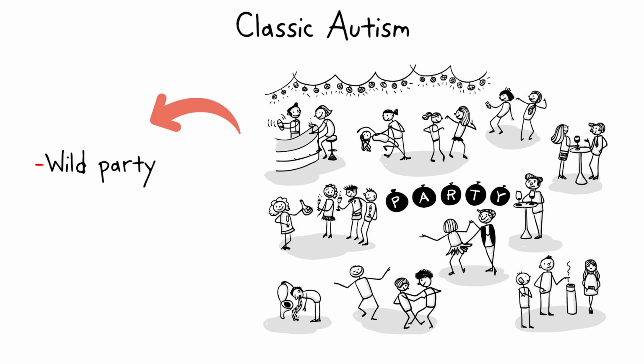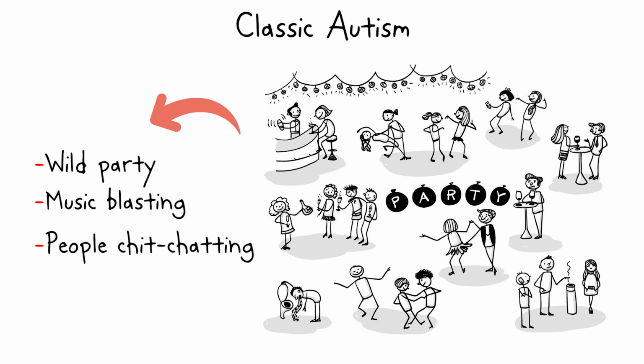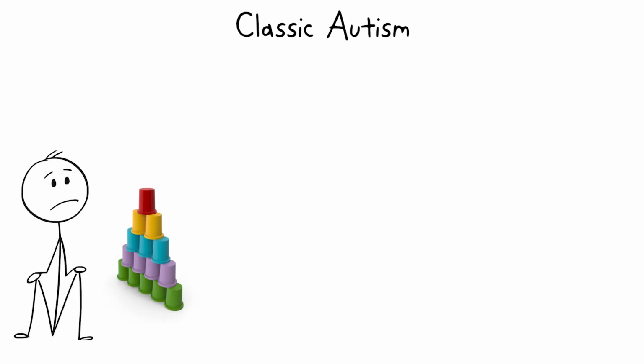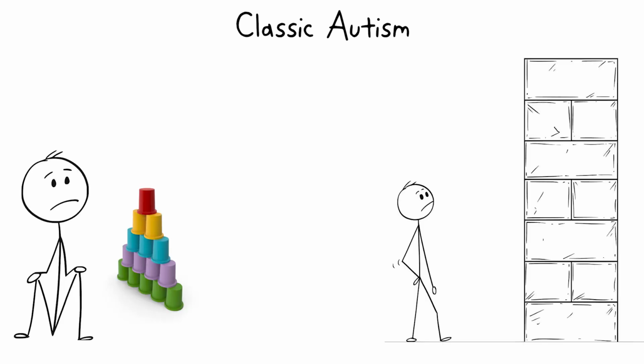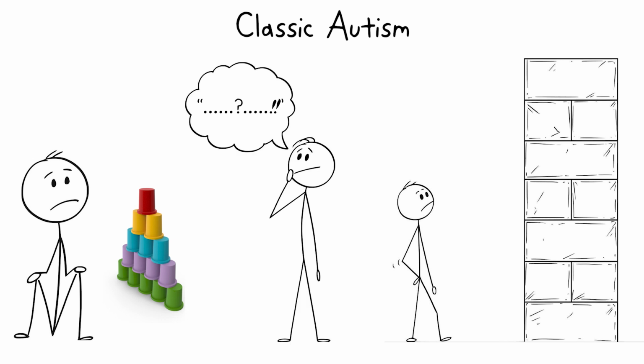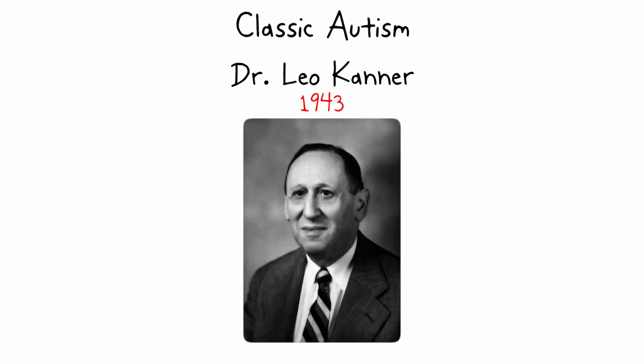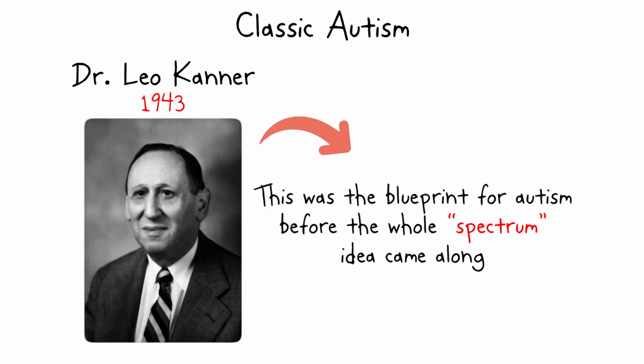Picture this: you're at a wild party, music blasting, people chit-chatting, someone doing a dance move you can't quite place. But off in the corner, there's that one person, meticulously lining up plastic cups by color, memorizing wallpaper patterns, or reciting whole movie dialogues word for word. Like, seriously, spot on. That's what classic autism, aka autistic disorder, the vintage vinyl of autism, looks like. Named after Dr. Leo Kanner, who first described it back in 1943, this was the blueprint for autism before the whole spectrum idea came along.